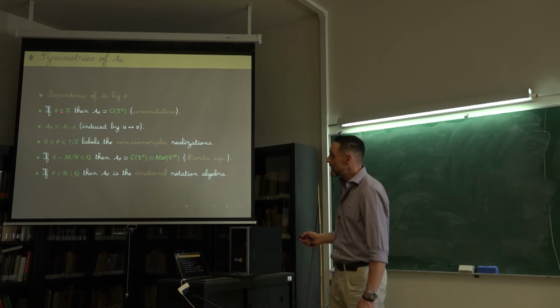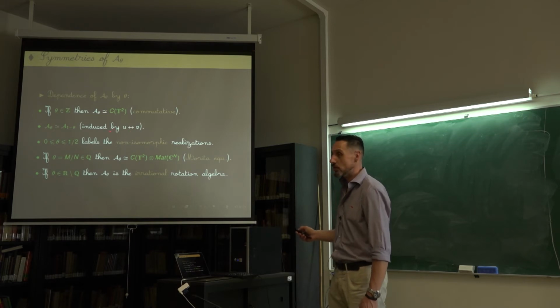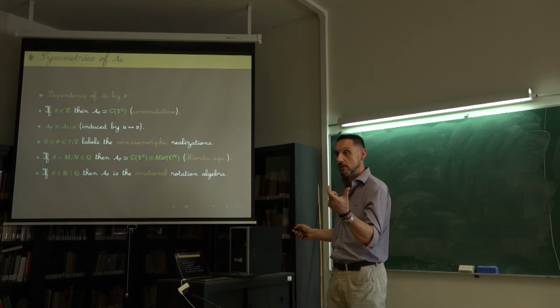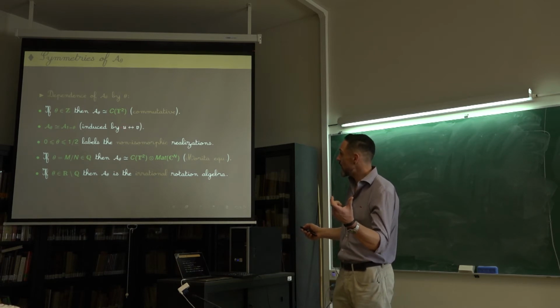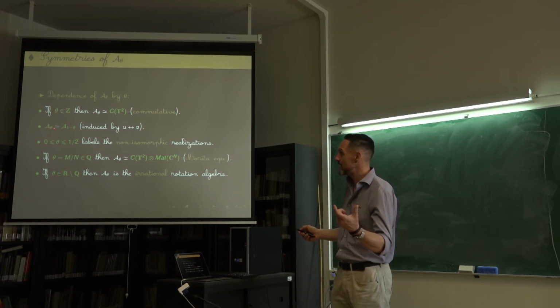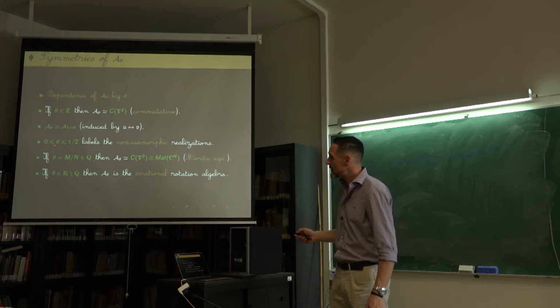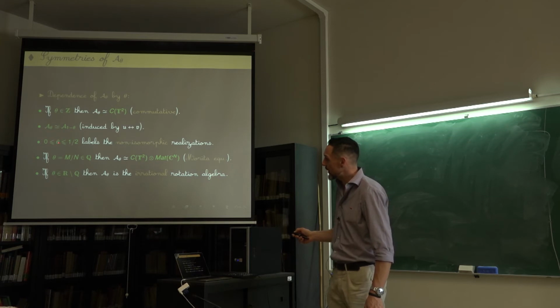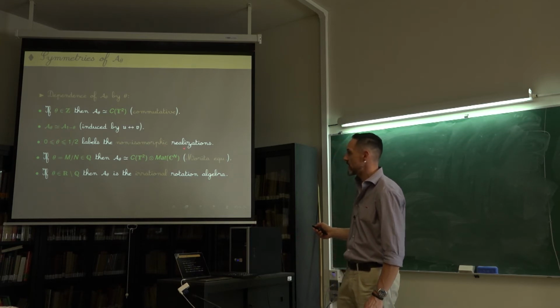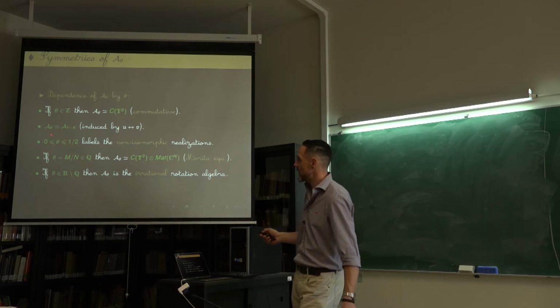I repeat, when theta is an integer, the non-commutative torus is just a commutative torus. Clearly, from the definition of the deformation parameter, if I exchange u with v, this morphism of the algebra is the same as going from theta to 1 minus theta, and it means that the algebras A theta and A 1 minus theta are isomorphic. In some sense, this result tells us that all the possible non-isomorphic realizations of the non-commutative torus are parameterized by theta between 0 and 1 over 2.